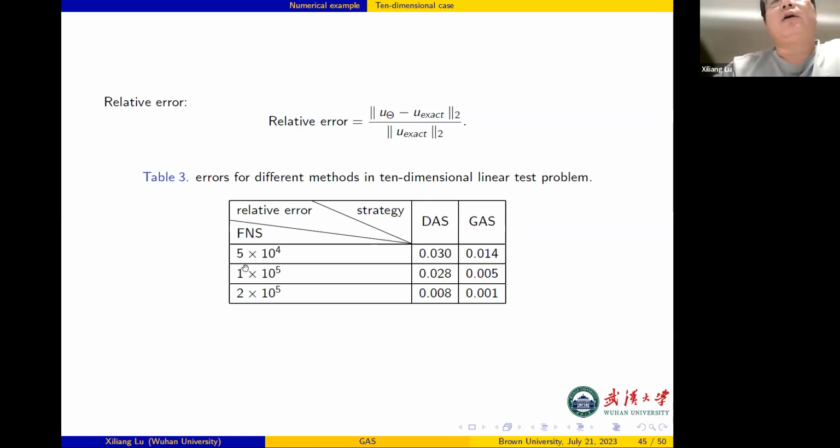For this, if we have 50,000 points, the basket error is 0.03, and our proposed method is 0.04. And when the number of points is increasing, our method becomes more efficient.